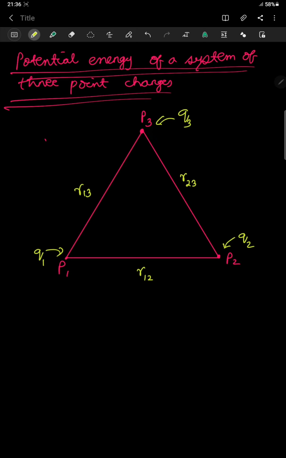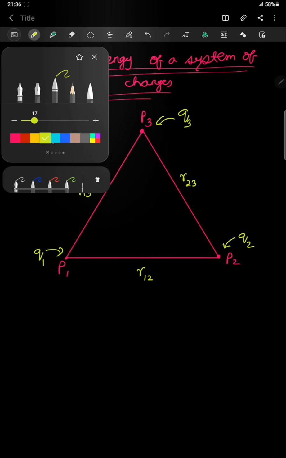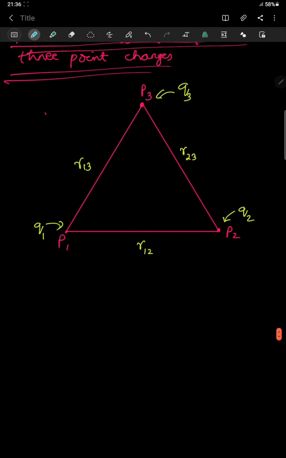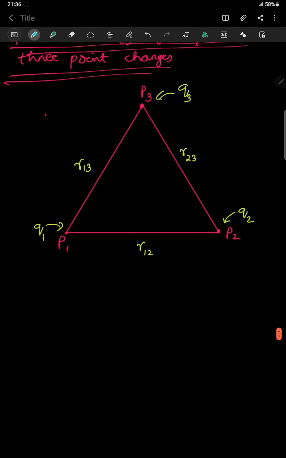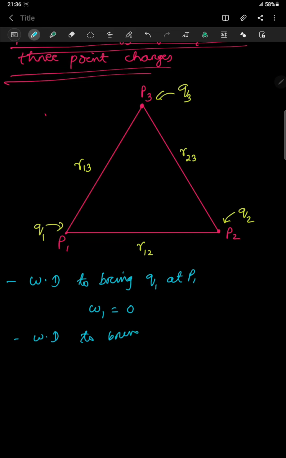Now what will be the amount of work done to bring the charge Q1 to position P1? Since no other charges are there, I have to do no work. So work done will be 0. What next? What is the work done to bring Q2 to P2? And mark it.